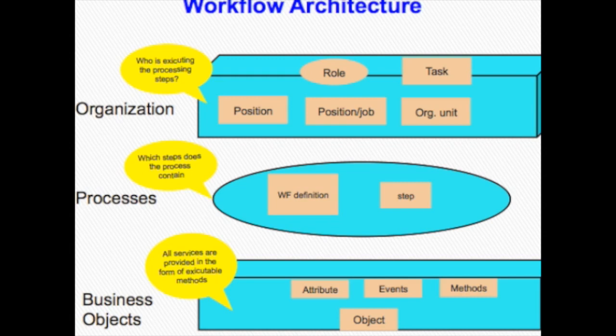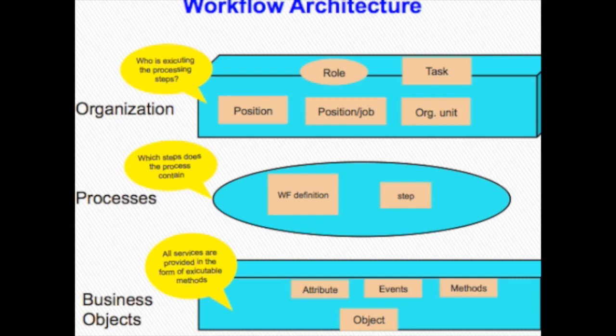When you say organization, role, task, position, job or organizational unit, all these can be combined under organization. This defines who is executing a processing task or who is responsible for a particular activity. So if you look back at our previous example, the manager who is the approver, or the HR manager who is the approver, those people will be part of the organizational structure because they are the people who are executing a workflow.